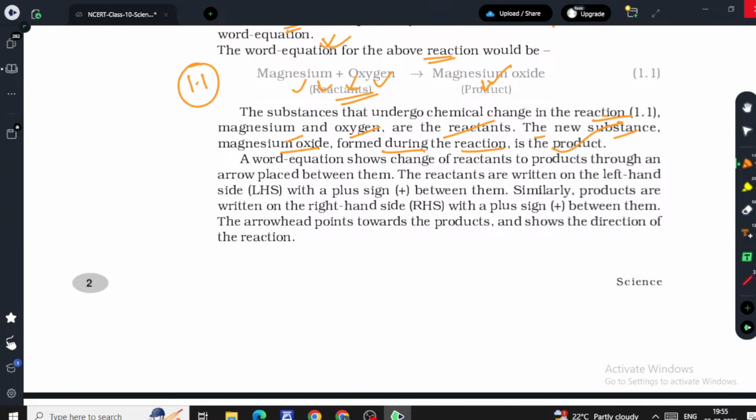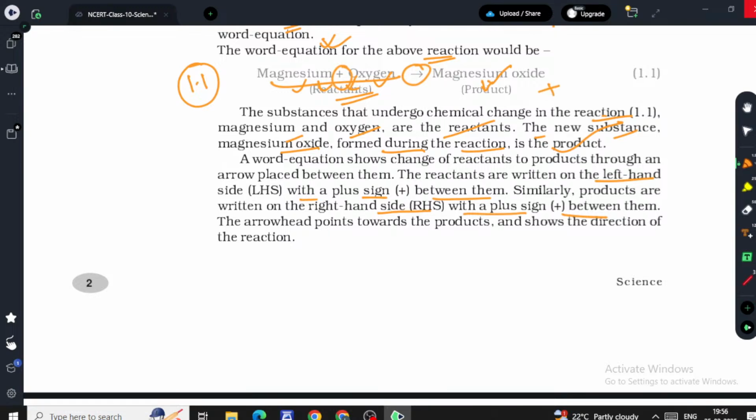A word equation shows change of reactants to products through an arrow placed between them. This is the arrow placed between them. The reactants are written on the left hand side with a plus sign between them. This is the plus sign. Products are written on the right hand side with a plus sign between them.